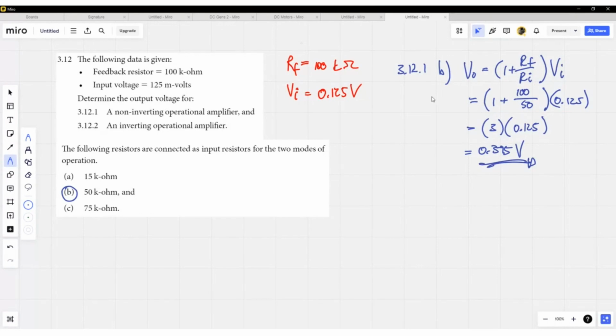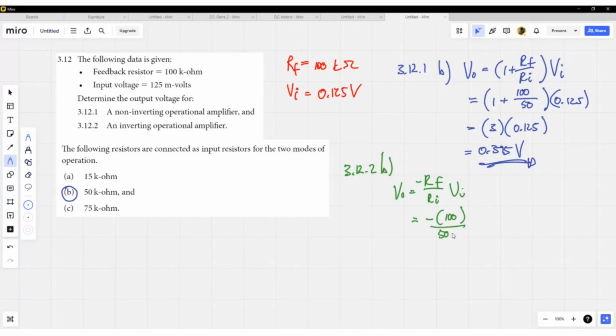Okay, so that's for a non-inverting op amp. Then for the inverting op amp, 3.12.2, number B. So again, we're still going to use the 50 kilo ohms. Remember your negative sign, so minus RF over Rn multiplied by the input voltage. So that's going to give you minus 100 kilo ohms divided by 50 kilo ohms.